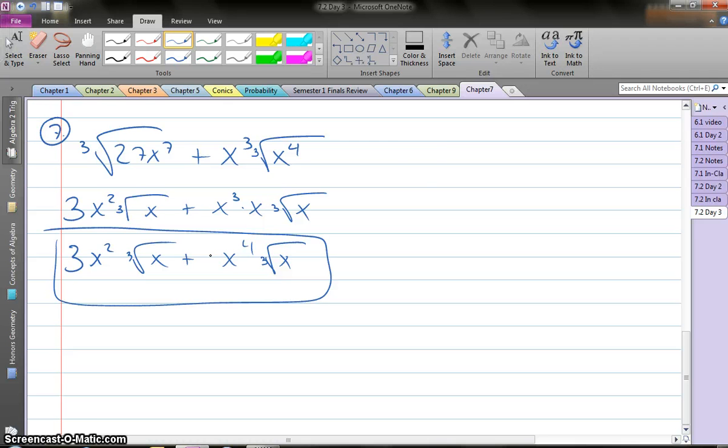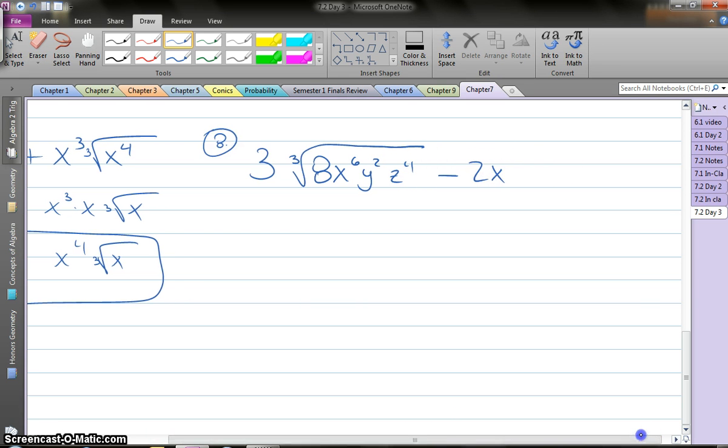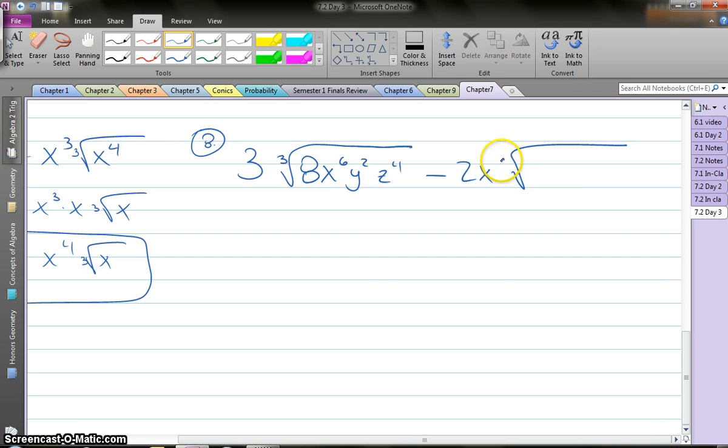Alright, now I'm going to send you home with one. So I want you to complete this one for homework as soon as you end this video. So 3 times the cube root of 8x to the 6th y squared z to the 4th minus 2x times the cubed root of 27x to the 3rd y squared z to the 4th.